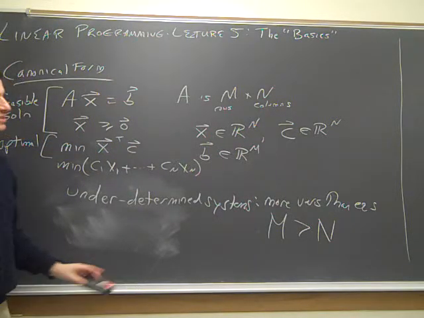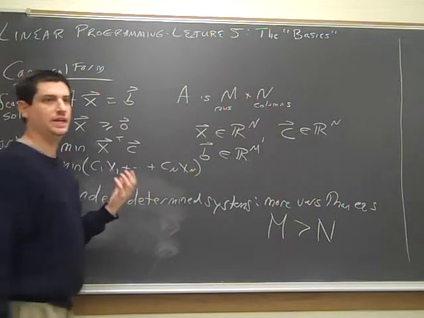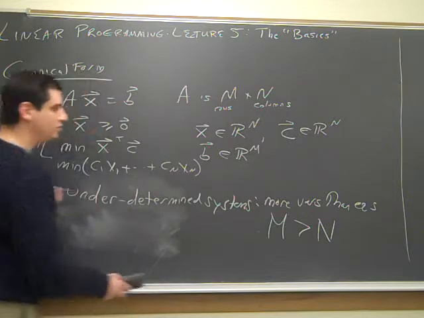So the first question to ask is, if I give you a generic linear programming problem, does it always have a feasible solution? If it has a feasible solution, does it always have an optimal solution? So the first question is existence.